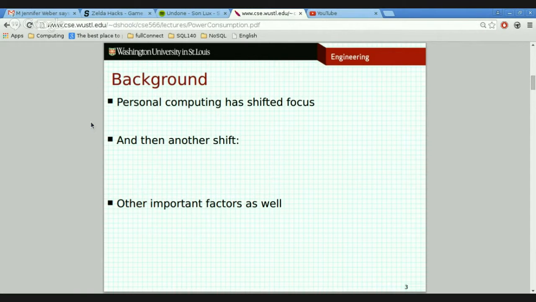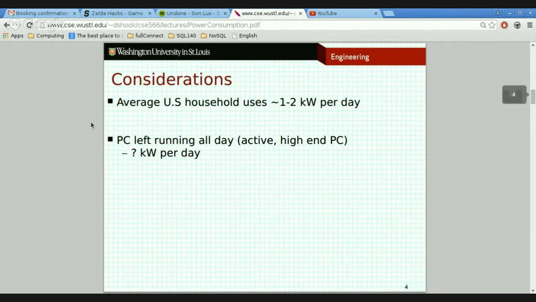So let's talk about power consumption a little bit. We'll start with some statistics to give us a baseline here. The average US household uses roughly 1 to 2 kilowatts of power per day. So if you were to take a very high-end computer and set it to do something very computationally intensive for an entire 24 hours, so that it was actually active, that high-end machine would use about 3 to 4 kilowatts of power within a single day.